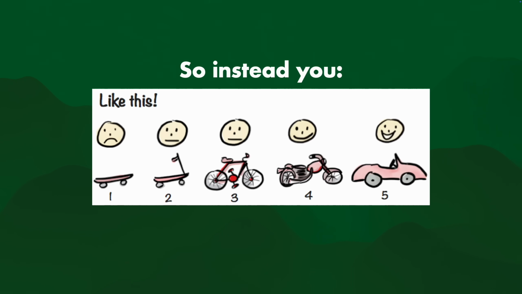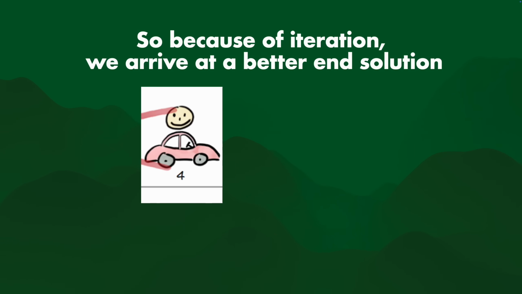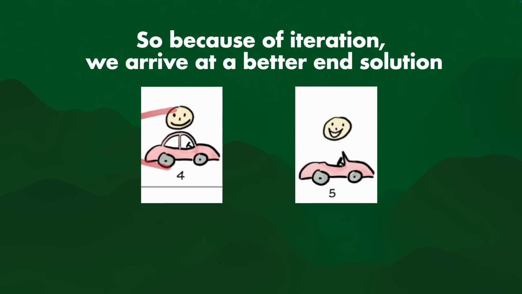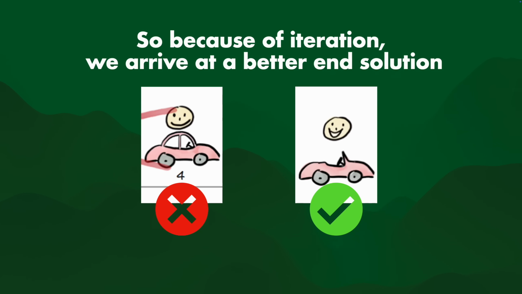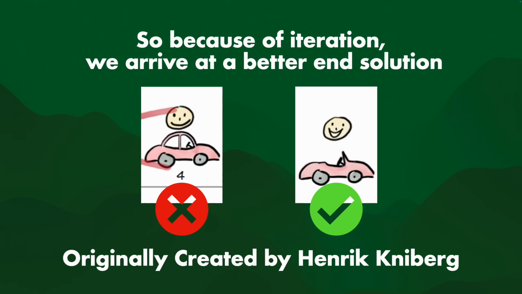And you end up at an end solution that the user is really, really happy with. And so because of iteration, we arrive at a better end solution. So the original solution was like this car, right? But the better end solution with iteration was a slightly different car. The end result is different and the user likes it a lot more. That's the idea. So this is essentially a bad car and this is a good car. This was originally created by Hendrik Kniberg. And it's great. It makes sense.